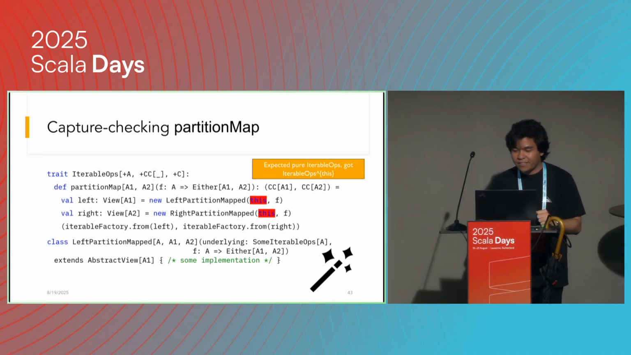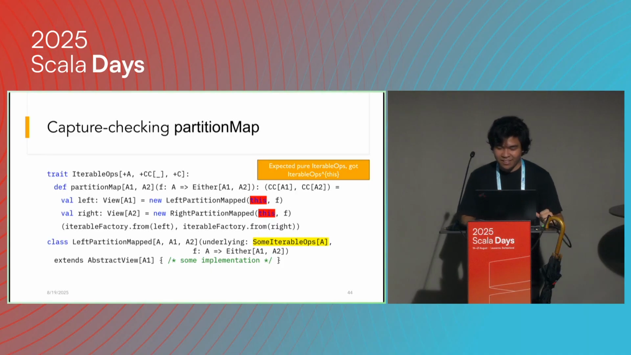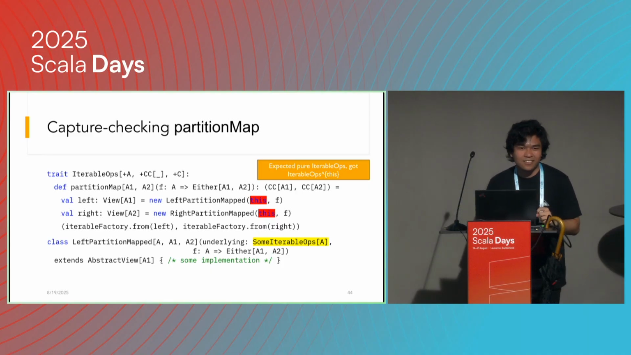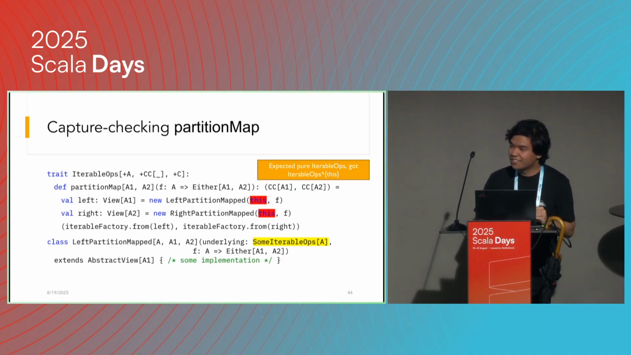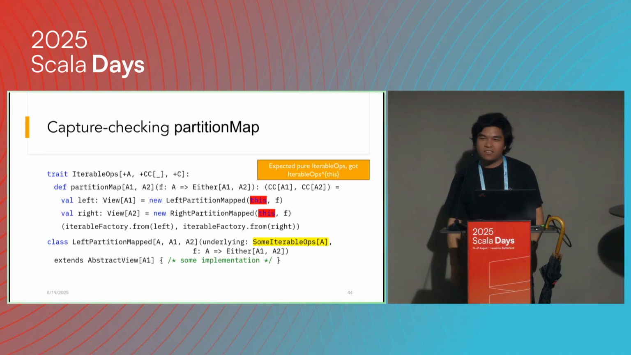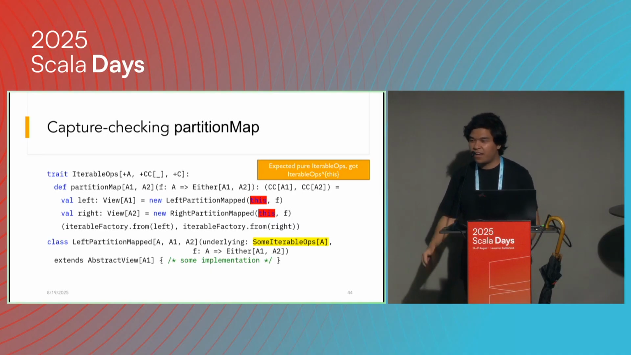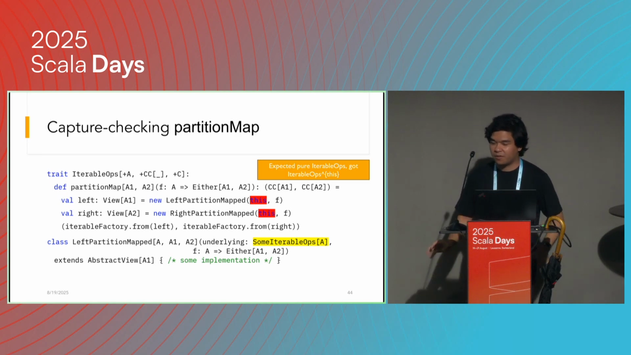The error says expected pure iterable ops, but we have iterable ops capturing this. Where do we change the code? I'm gonna give you hints. Should some iterable ops not have a CC parameter? Yes? Should some iterable ops not also have a CC parameter? So some iterable ops is a type alias for iterable ops of A, and then the CC type is like the highest type possible, so you don't need to care about it, yeah.